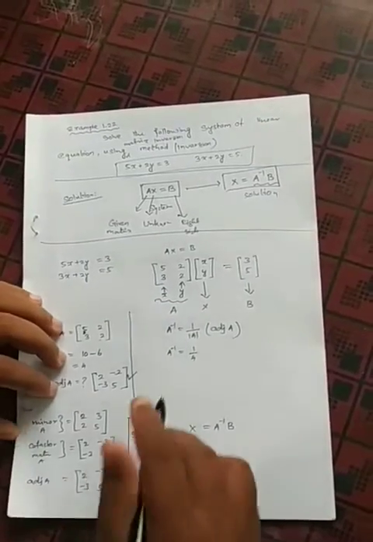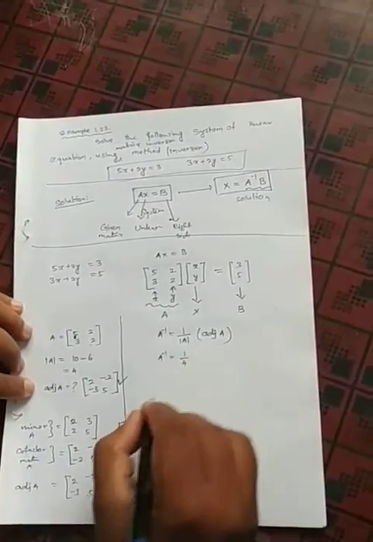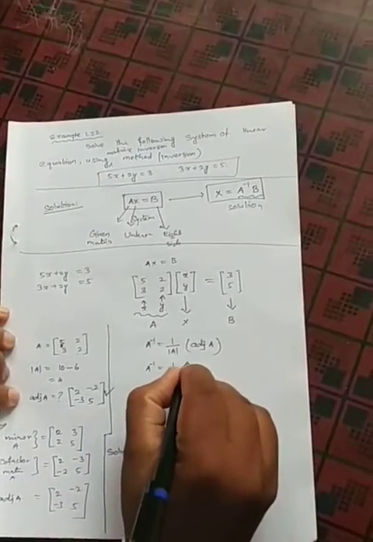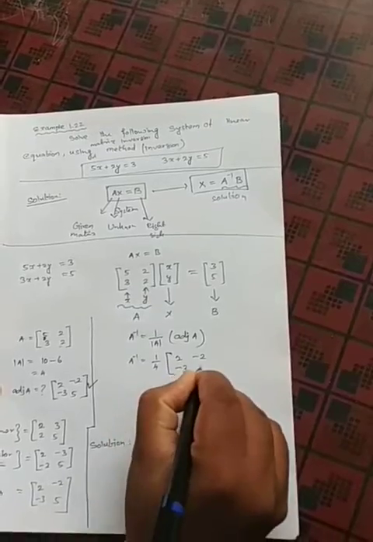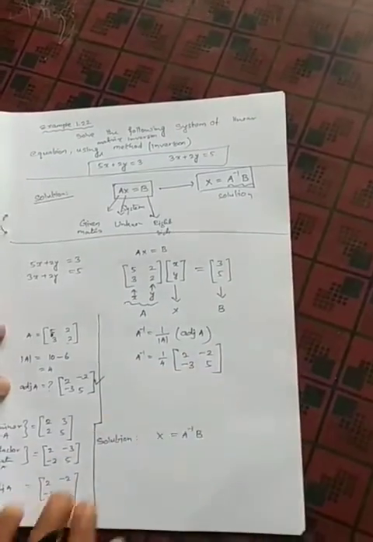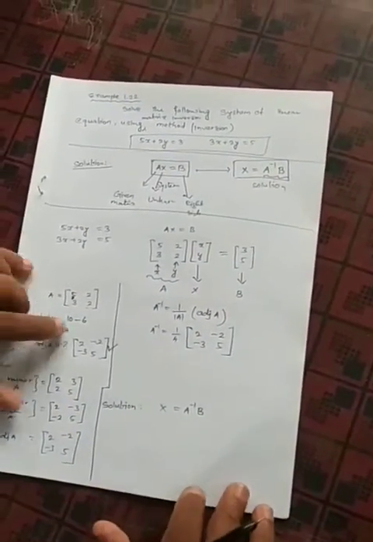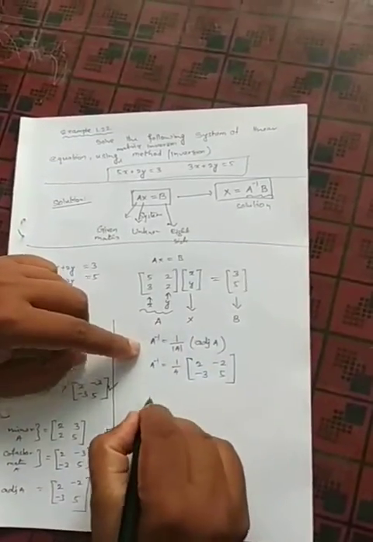Okay. So here 1 by 4, adjoint I got it. So I am writing in place of A inverse, adjoint. That is what? 2, minus 2, minus 3, and this is 5 we are getting. That is the A inverse. Is that clear? Now I know the value of determinant A is what?